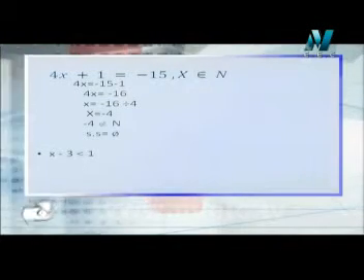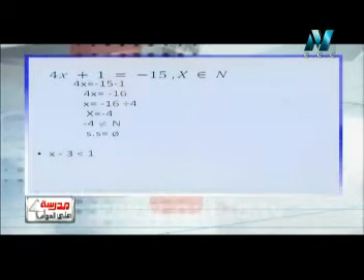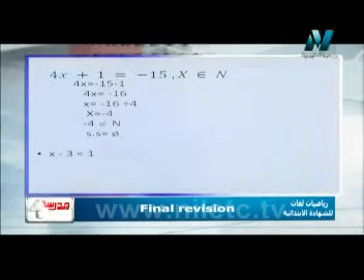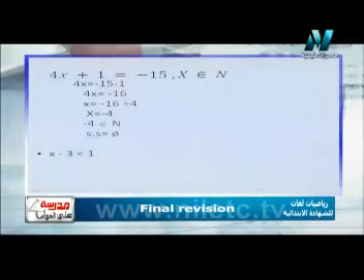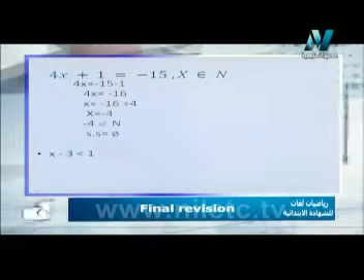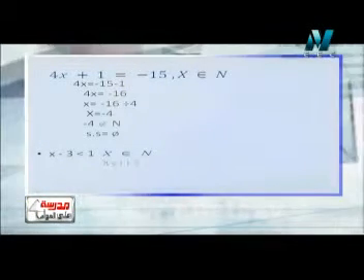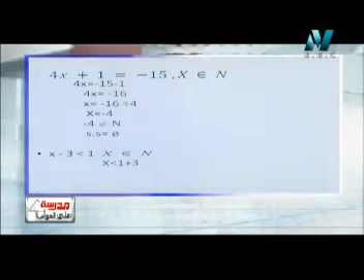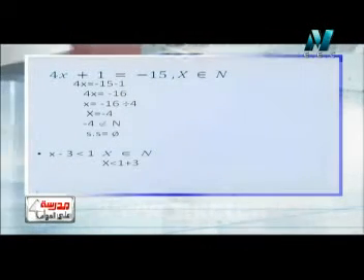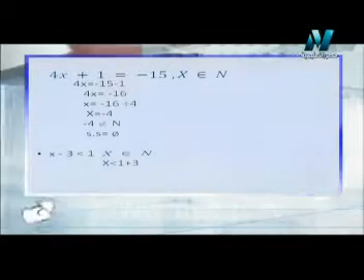The next one. Unlike all of the previous examples of equations, this example, x minus 3 less than 1, is an inequality. X belongs to N. Then the same steps of equations, we will do in inequality.